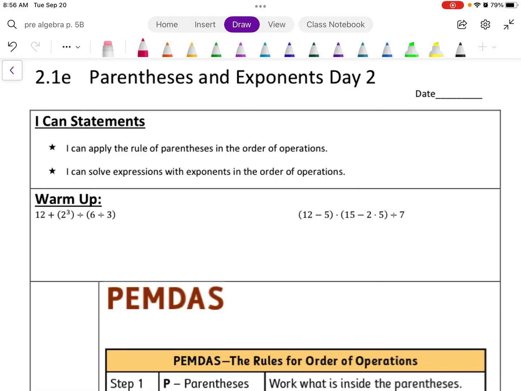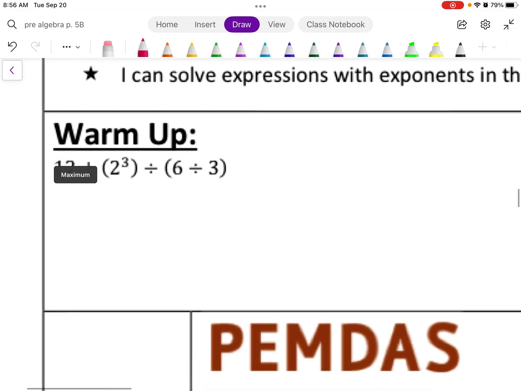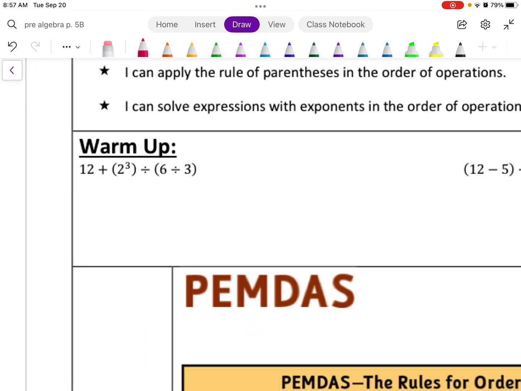2.1e, we're going to keep reviewing parentheses and exponents. So we can go ahead and do the warm-up ones together. We have 12 plus the quantity of 2 cubed divided by the quantity of 6 divided by 3. So I'm going to do my parentheses first, and it doesn't matter which one, I just have to do both of them. So 2 cubed means we have 2 times itself 3 times.